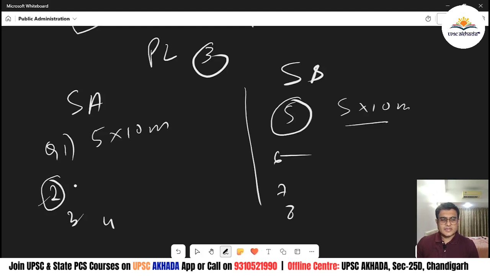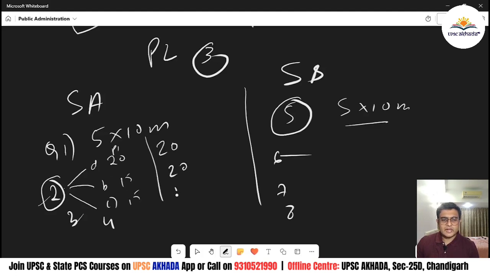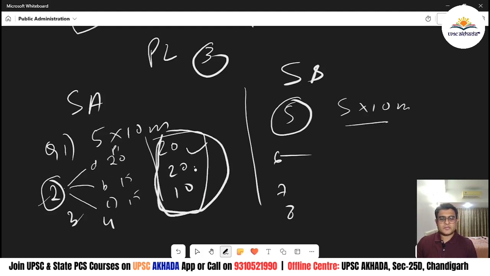And here things change a bit. Each question has 3 sub-questions, A, B, C. Unlike paper 1, which is 20, 15 and 15 marks, here in paper 2 it's 20, 20 and 10. This is the difference. The marking pattern is a bit different: 20, 20, 10, while paper 1 is 20, 15, 15. So this is an overview of the structure of the paper in the optional, the optional of public administration.